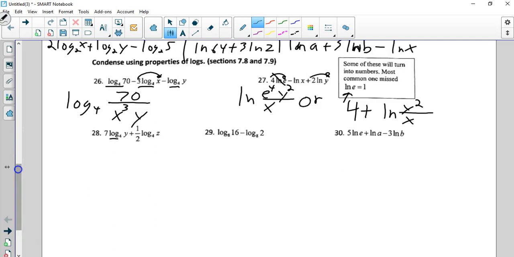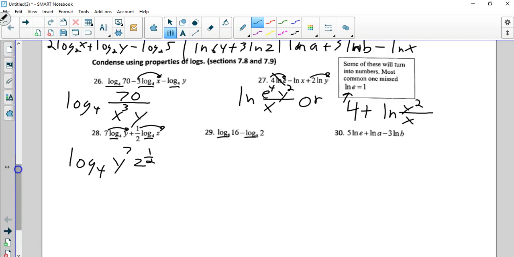Okay, 28. 2 log 4s. I'm only going to write log 4, base 4 once. The 7 is going to become the exponent of the y. I have no minus sign, so I have no division. So I'm just going to write y to the 7th and z to the 1/2. And I'm finished.